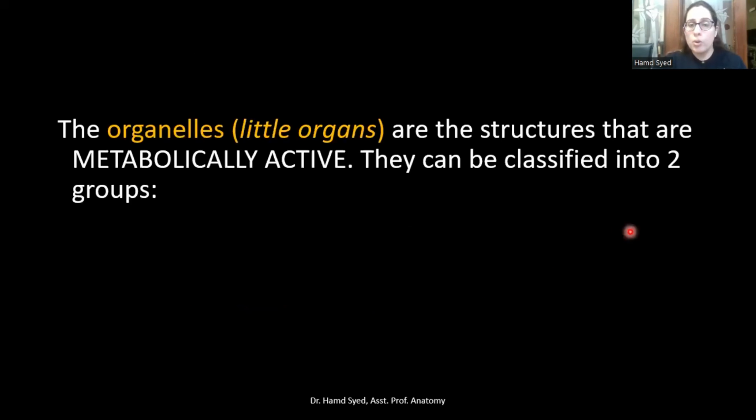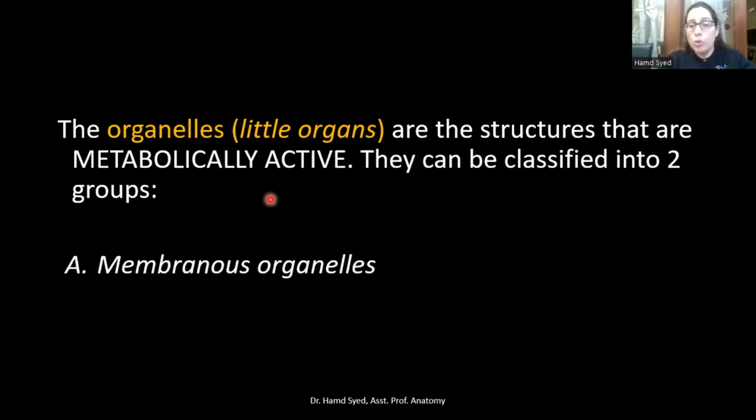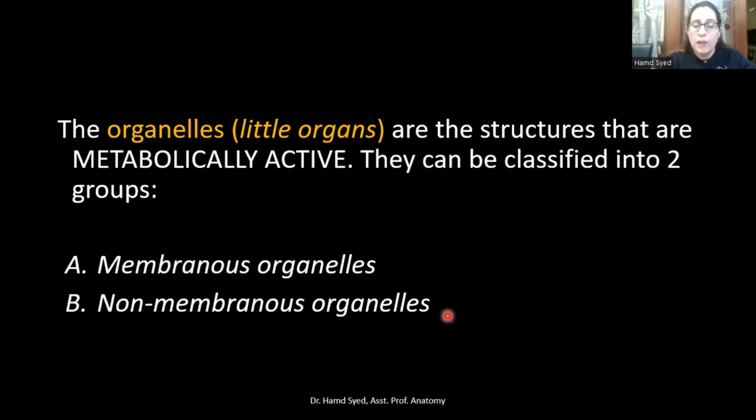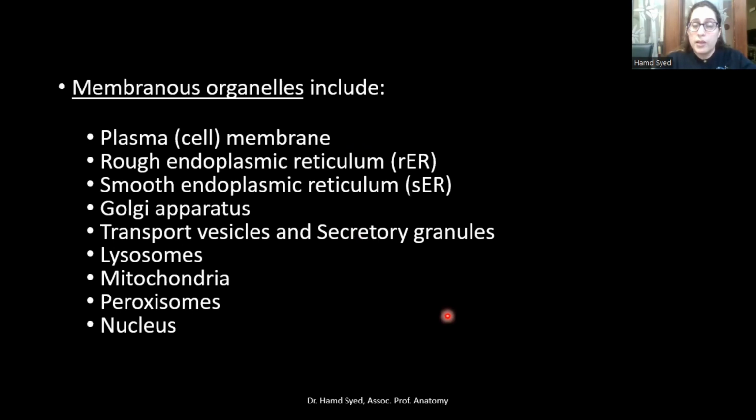Now, these little organs or organelles are the structures that are metabolically active. Now, I want you to remember this important point over here, that the organelles are those structures present within a cell that are metabolically active. So they are further classified into two groups, those which themselves are bound by a membrane, known as the membranous organelles, or those which are not bound by a membrane, that is the non-membranous organelles. So these organelles, if we want to list the membranous organelles, the very first one would be the cell membrane.